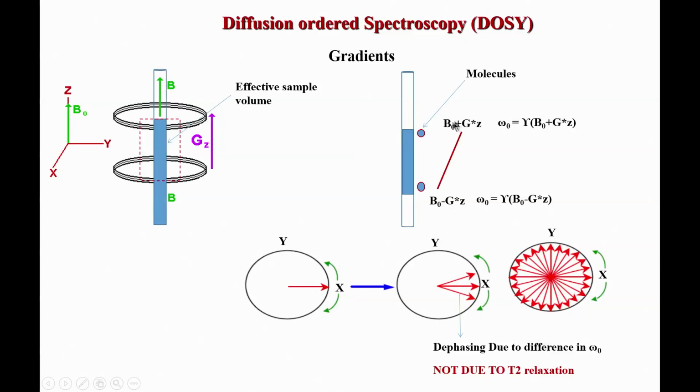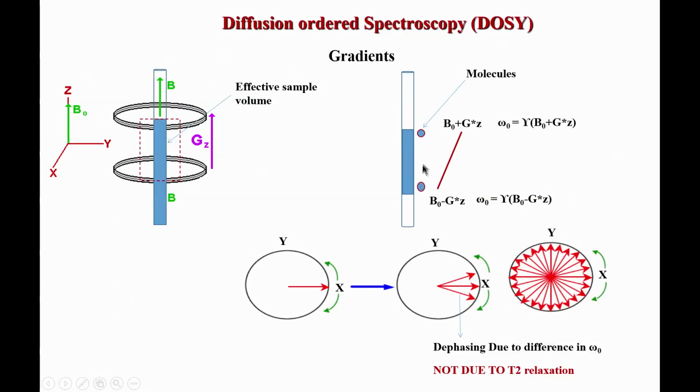So, imagine, this is what is shown here in this picture on the right hand side. You have this effective volume, this blue color shaded portion. Now imagine that there is a molecule at the top of the sample, and imagine another copy of the same molecule at the bottom.